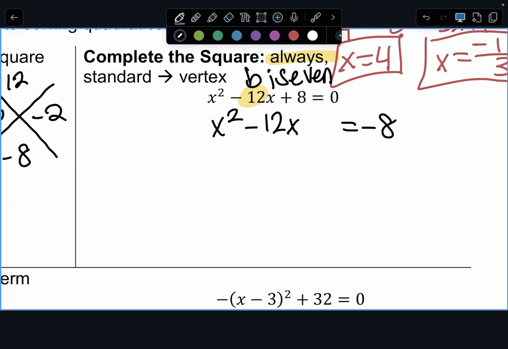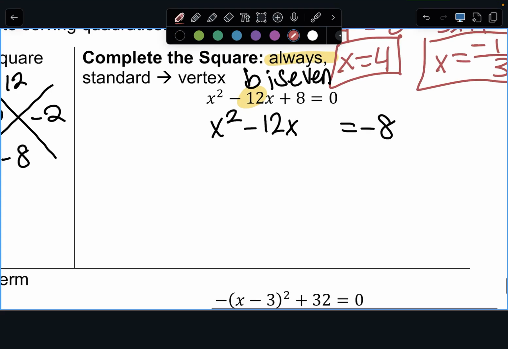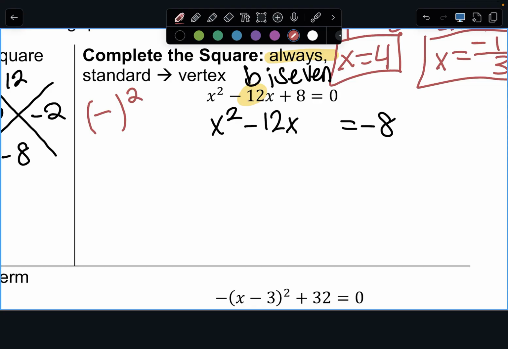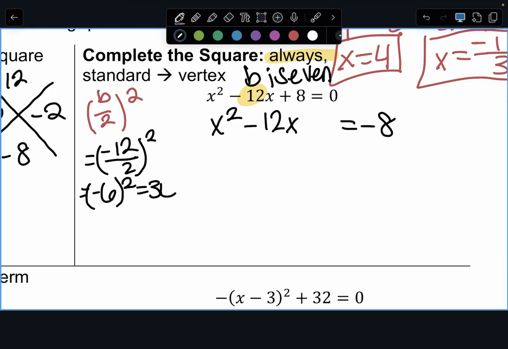Step 3, I need my special number. What's the formula for my special number? B over 2, B over 2 squared. If you don't have that memorized, highlight it, circle it, put a star on it, write it on a separate sheet of paper. I don't care, but you gotta have that piece memorized. So this would be negative 12 over 2 squared. So negative 6 squared, which is 36.